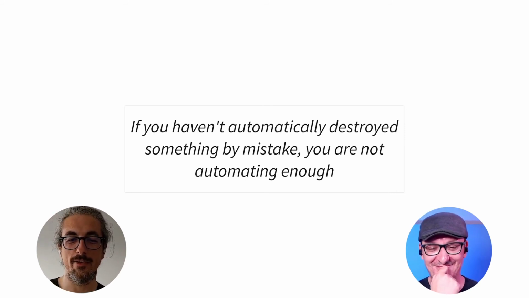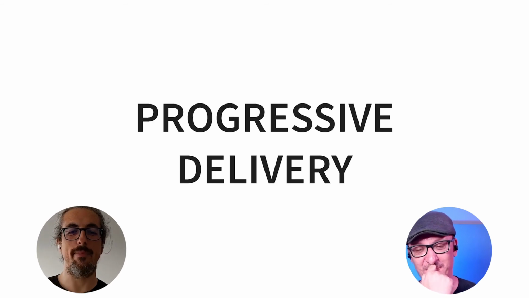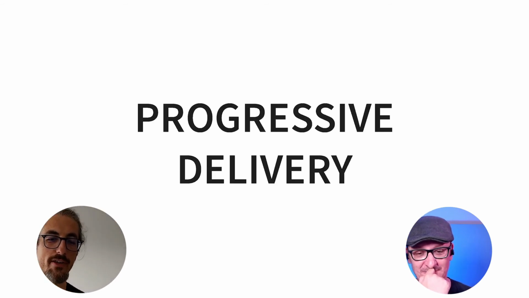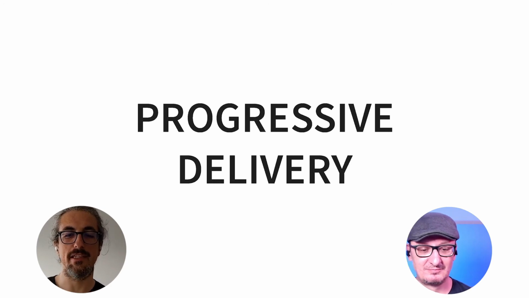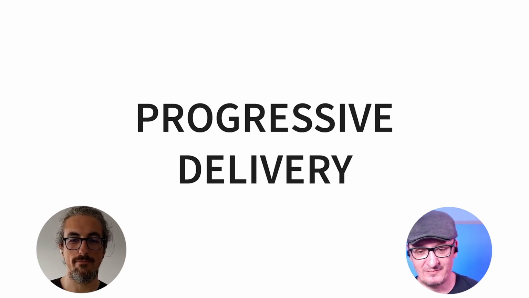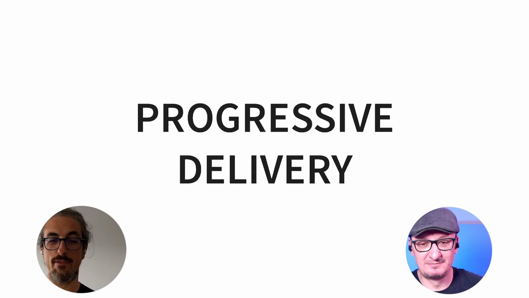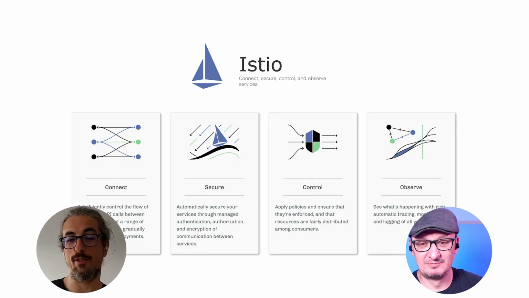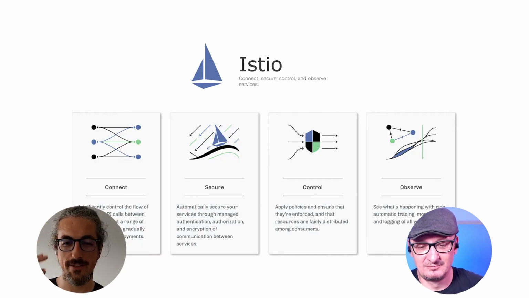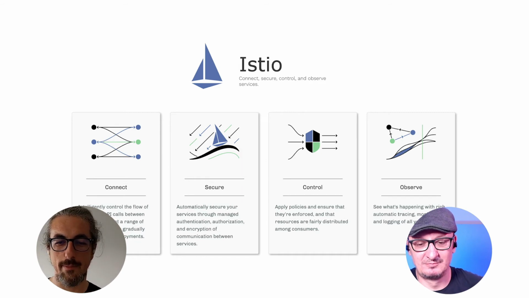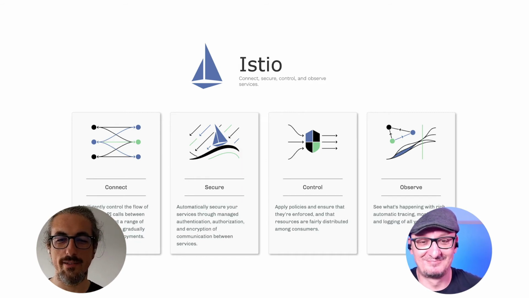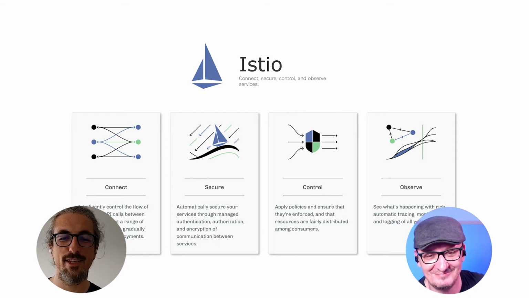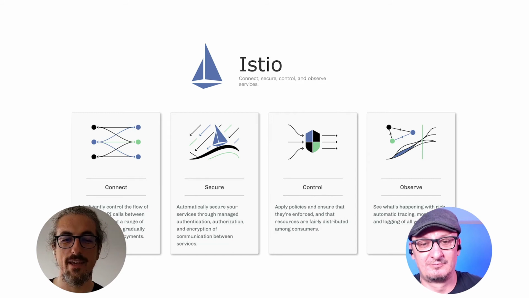So let's go onto an example of how you practically do progressive delivery on Kubernetes, specifically canary deployments. Let's talk about Istio. If you haven't heard about Istio, it's a service mesh. You've probably heard about 5 different ones. Istio is one.